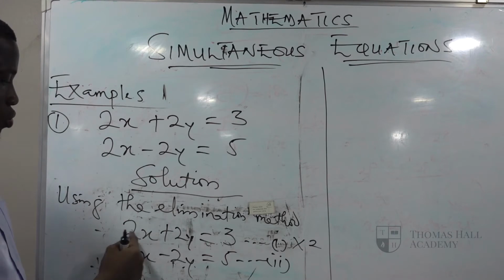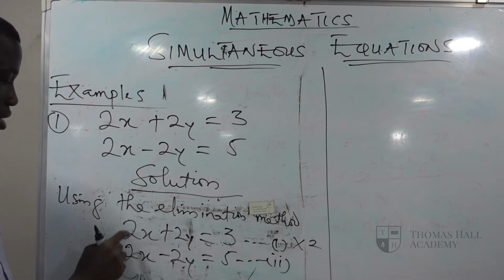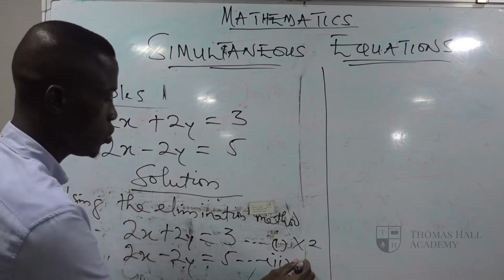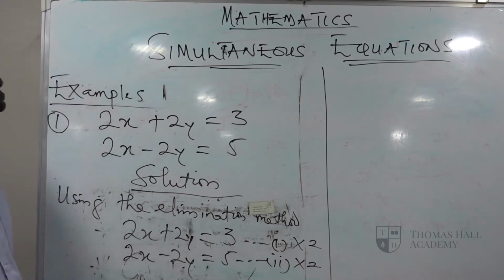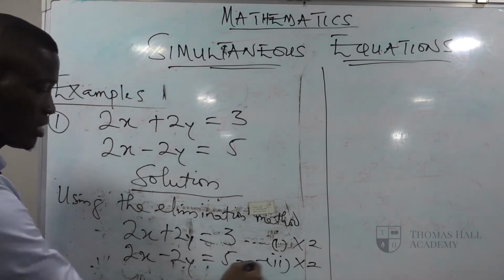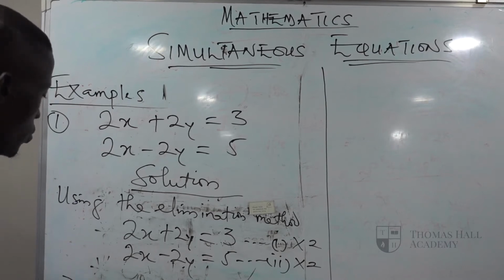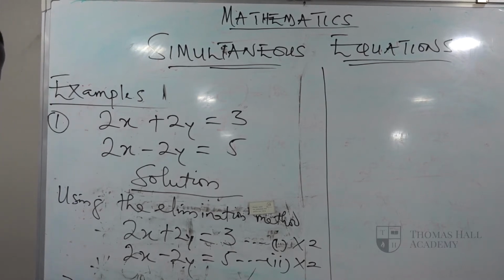Multiply equation 1 times 2. And then also, because we have 2 here again, multiply equation 2 times 2. Assuming we have 4 here, we would have used 4 to multiply everything here, I mean everything in equation 2. So what do we get now? We get a different set of equations.